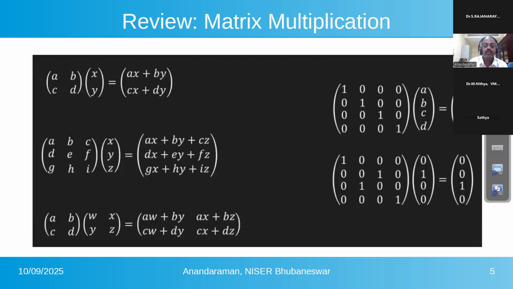Just revising the matrix, reviewing matrix multiplication. This is how matrix multiplication happens. With A, B, C, D and X, Y, we get AX plus BY, CX plus DY. This is just for our understanding. What is the difference between matrix multiplication and the tensor product?